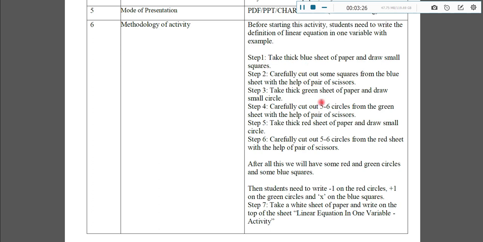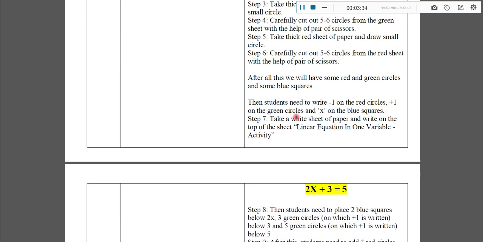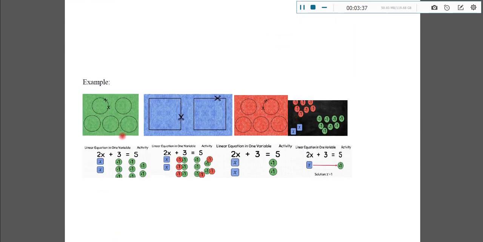Now the methodology that we are going to use in this activity: step 1 is to take a thick blue sheet of paper and draw some squares, and after drawing them you need to cut those squares with the help of a pair of scissors. How? You can see here. In the first figure I have a green sheet, and I have drawn some circles on it. Then I cut around 5 to 6 circles from this.